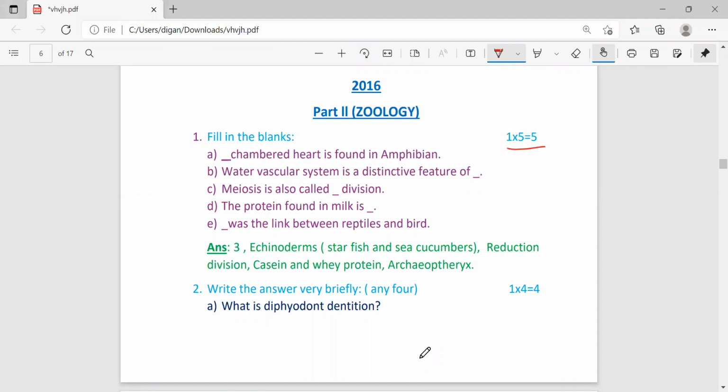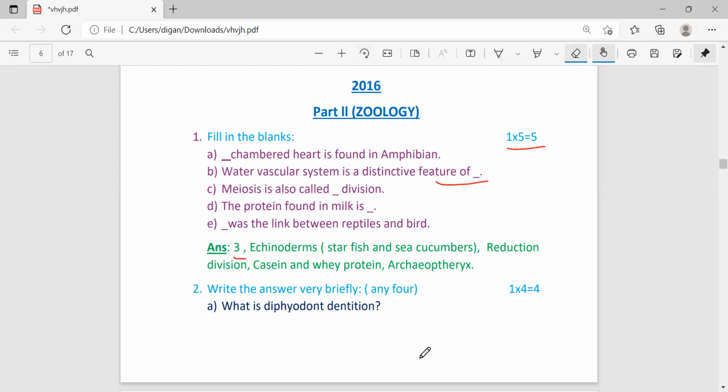First, the dash chambered heart is found in amphibian. You know the answer, it is 3 chambered. So the heart of amphibian is 3 chambered. Then, water vascular system is a distinctive feature of dash. Its answer should be echinoderms. Echinoderm examples are starfish or sea cucumber.